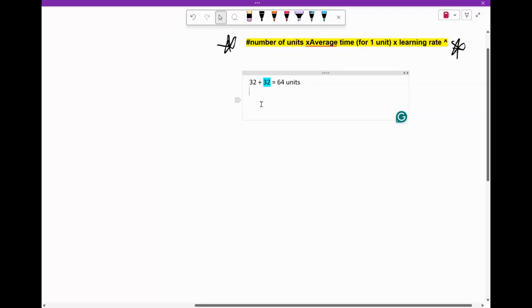So yeah, in order to calculate the second 32, that means we need to double from the initial 32, isn't right? So what did they tell us? What was the average time for 1 unit? For the first unit.